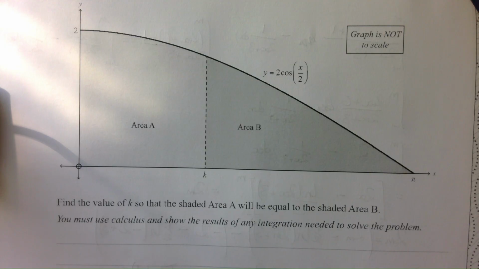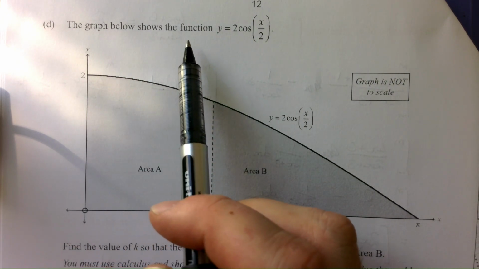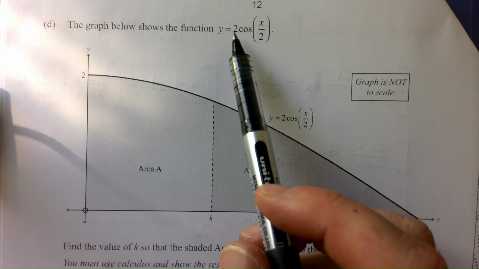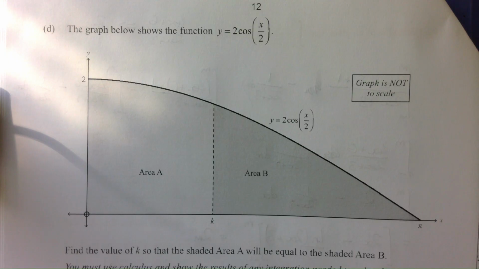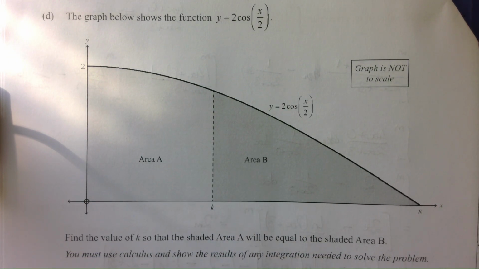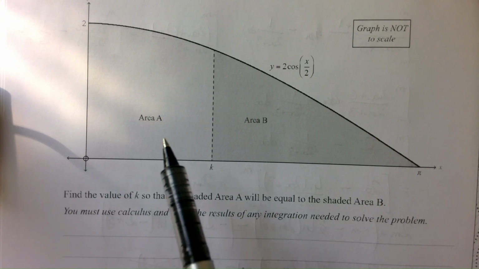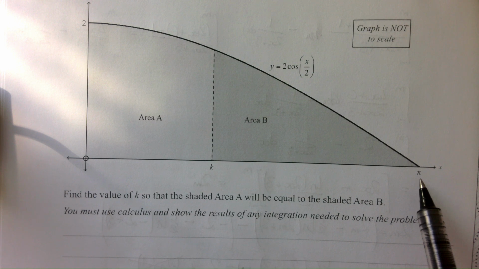Now this question is quite cool, I think. We are told that the graph below shows the function y is equal to 2 cosine of x over 2. We are also shown that it is split into area A and B. And on our x-axis here, we have the origin, we have k, and we have pi.